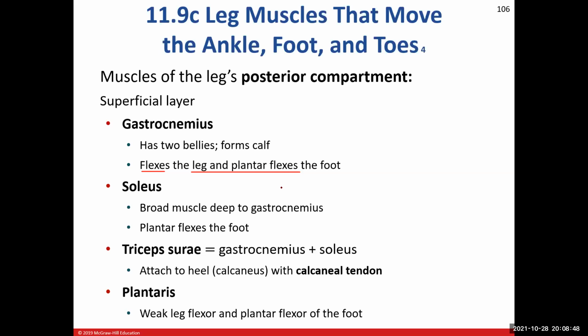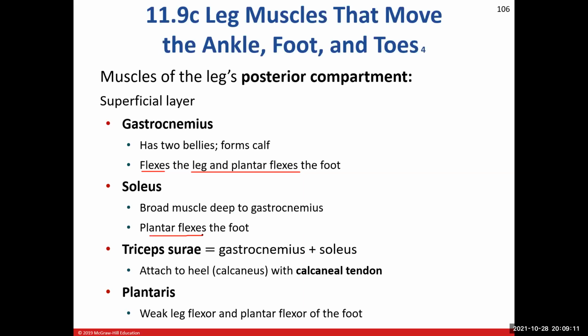Soleus, which is just deep to gastrocnemius, also plantar flexes the foot, but you use it more when you're walking around. Not to say that you won't use it at all if you're trying to explode into a jump, but soleus does more so when you're going through a regular, normal, leisurely gait.